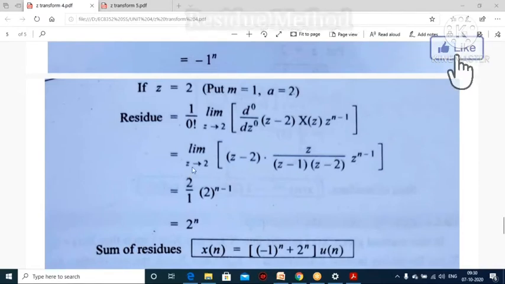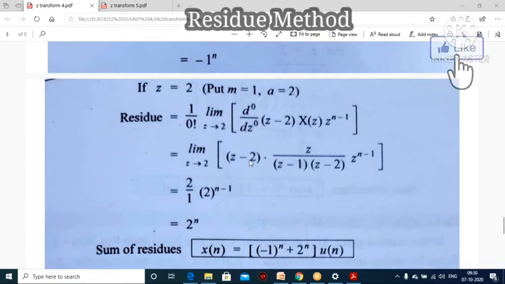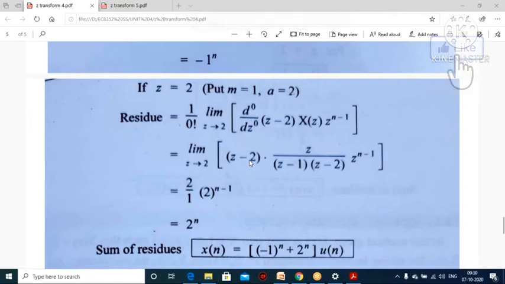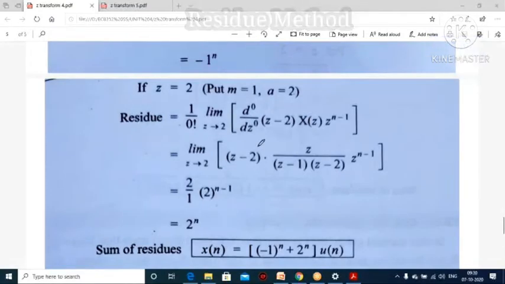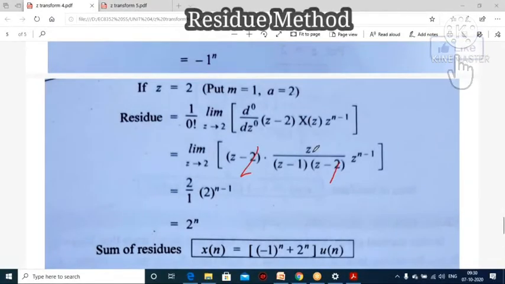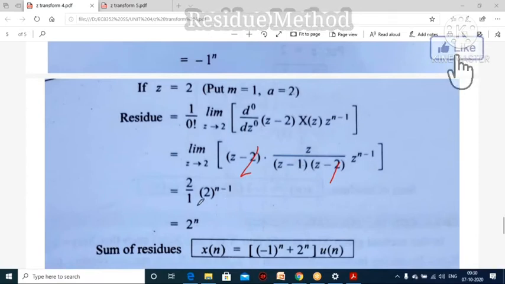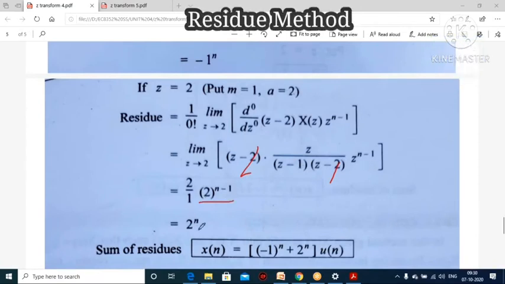So you can get 2 power, that is z equals 2. So 2 minus 2 became 0. Sorry, here it will be cancelled out now. Here this term should be cancelled out. So finally you get z by (z minus 1). So I substitute 2 here. 2 by (2 minus 1) is 1, into 2 to the power n minus 1. Okay. Now the answer became 2 to the power n.